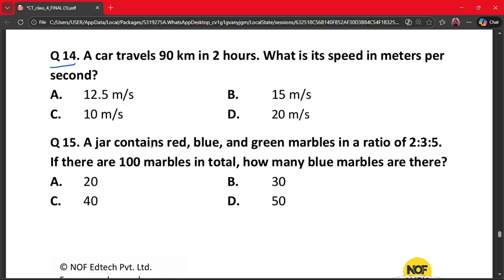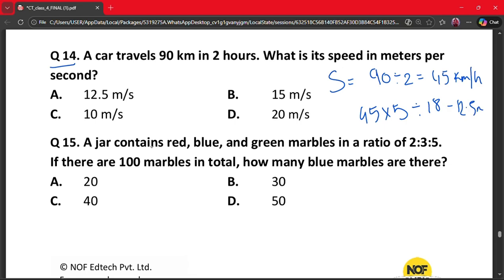Question number 14. A car travels 90 km in 2 hours. What is its speed in meters per second? A. 12.5 meters per second, B. 15 meters per second, C. 10 meters per second, and D. 20 meters per second. So the speed is equal to 90 divided by 2, which is equal to 45 kilometers per hour. So convert to meters per second, that is 45 into 5 divided by 18. It is equal to 12.5 meters per second. So our correct answer is option A.